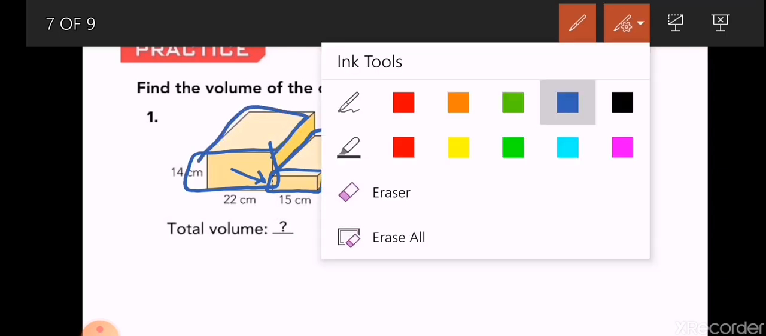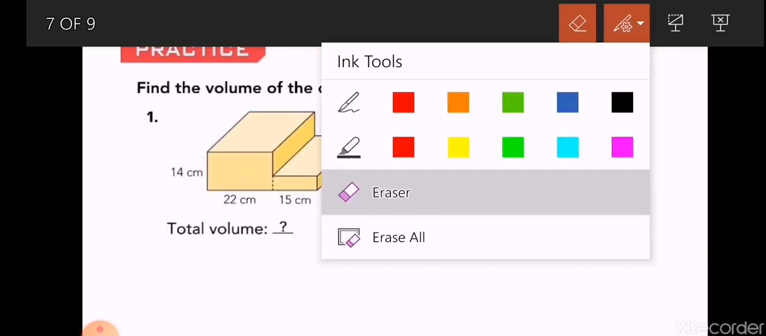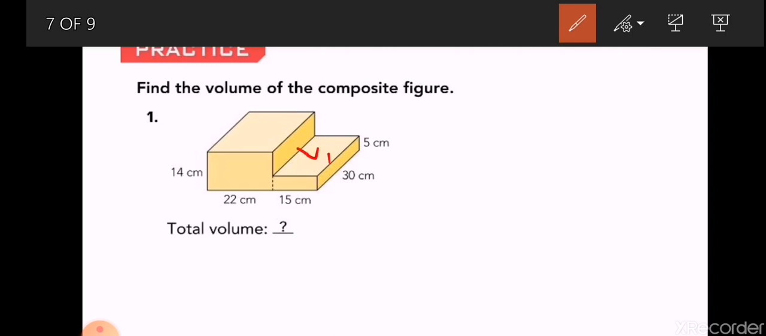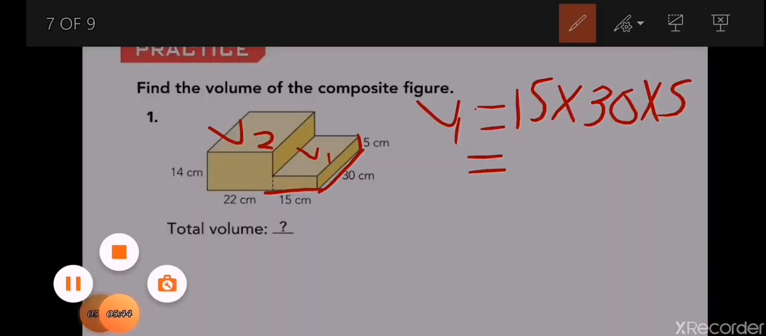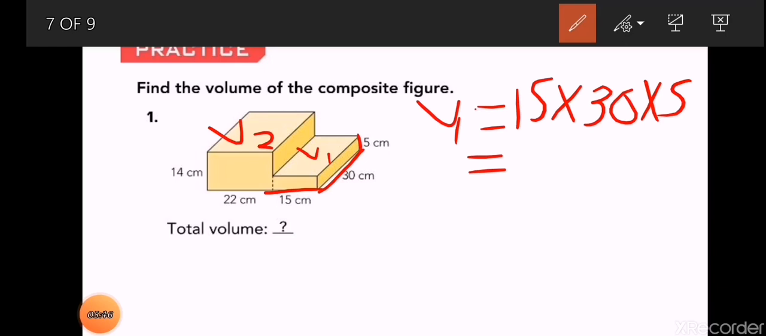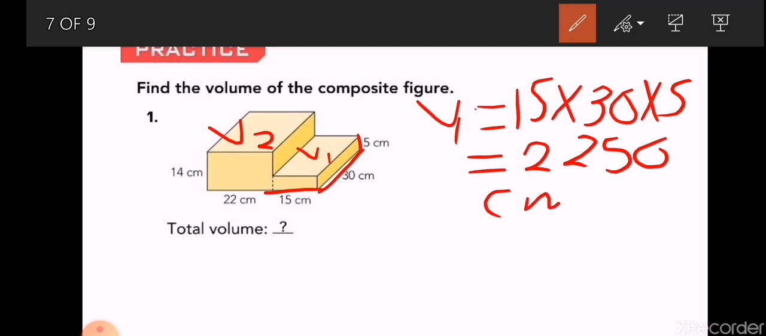volumes together. So the first shape I will call volume 1. Let's find it together. Here this is V1 and this is volume 2. How can I find volume 1? The length is 15, the width is 30, the height is 5. So 15 multiplied by 30 multiplied by 5. If you multiply them together, you will get 2250. And don't forget it's centimeter cubed because it's a volume.